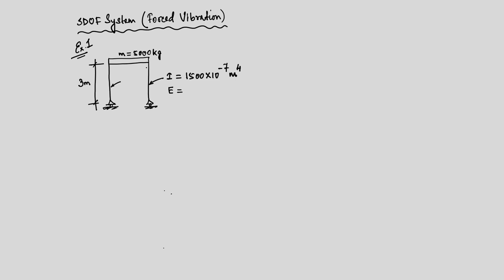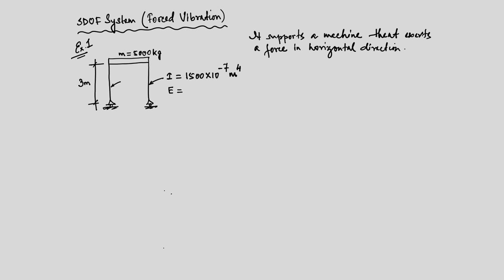And then this frame actually supports a machine that exerts a force in the horizontal direction, and the magnitude of this force, F of t in this case, is given.